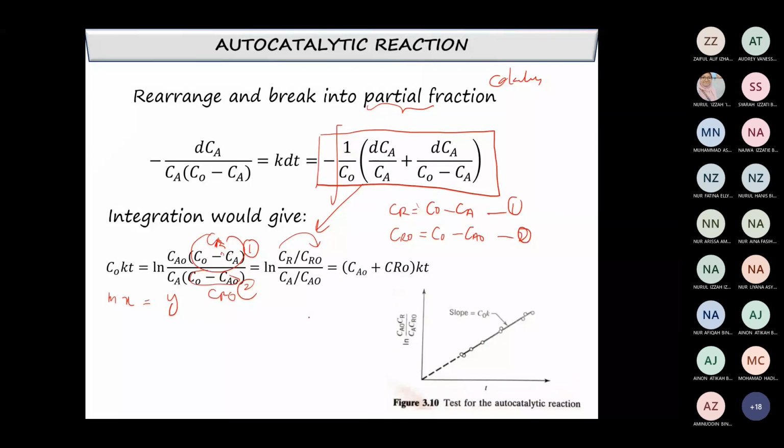Okay, so bila awak construct, this one will be the Y. And this one ni M kan, so X dia adalah T. So Y dia yang ni. Okay, so M, slope dia adalah equals to C0 times K. So inilah slope dia. Bila you construct the slope, you boleh dapat nilai ni.